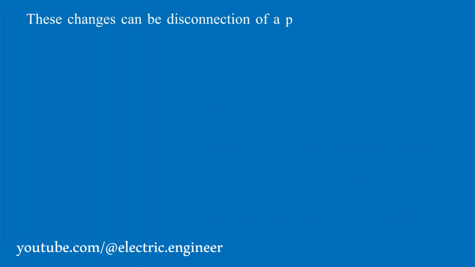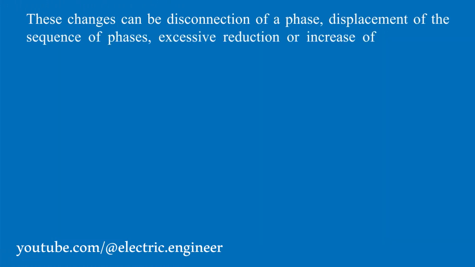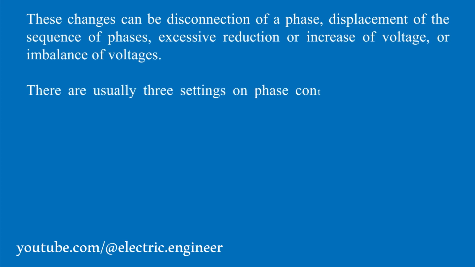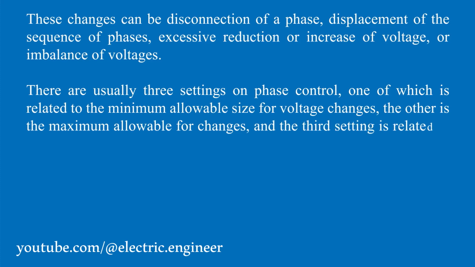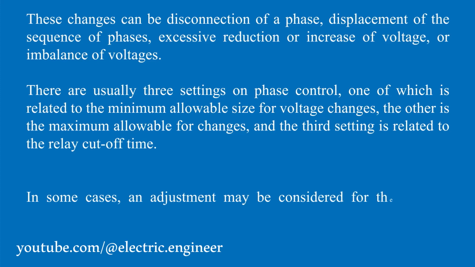These changes can be disconnection of a phase, displacement of the sequence of phases, excessive reduction or increase of voltage, or imbalance of voltages. There are usually three settings on phase control, one of which is related to the minimum allowable size for voltage changes, the other is the maximum allowable for changes, and the third setting is related to the relay cutoff time. In some cases, an adjustment may be considered for the allowed percentage of voltage imbalance.